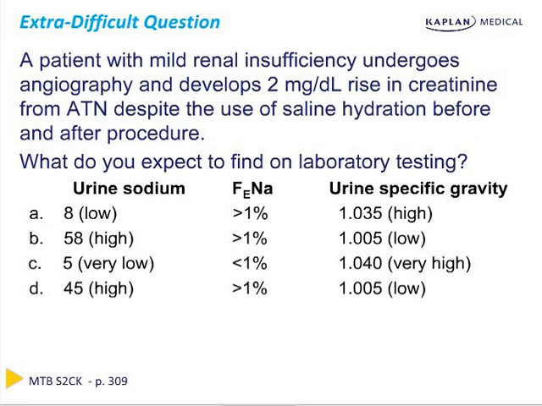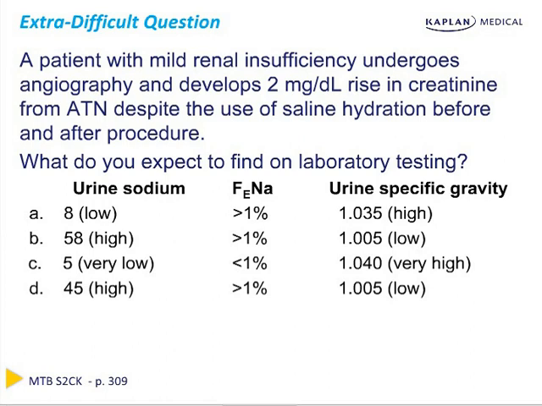And they don't call this an extra difficult question for nothing, because it's not very straightforward. Contrast-induced nephropathy technically is considered a form of acute tubular necrosis. So with acute tubular necrosis, as we talked about previously, we would expect a high urine sodium, a FeNA greater than 1%, and the inability to concentrate the urine, or a low urine-specific gravity.